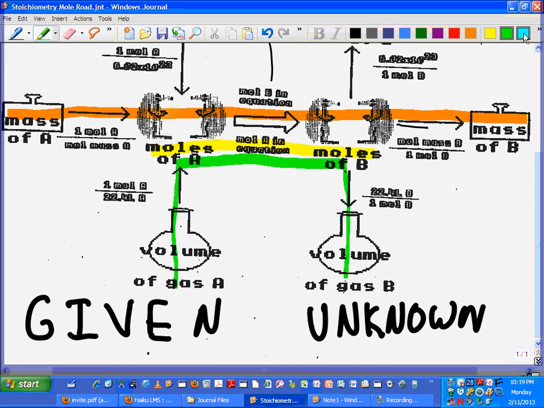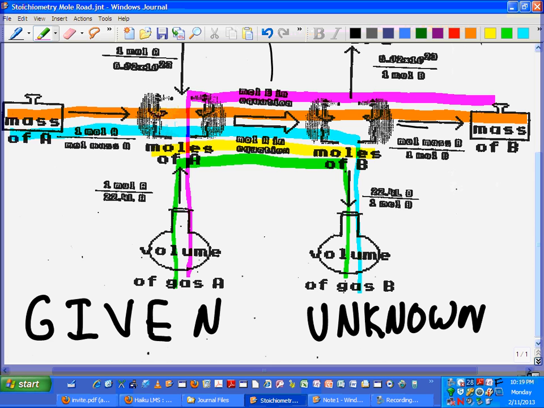Mass volume, I'd start in mass, cruise through moles, over to moles, and then down into volume. For a volume mass problem, I would start down in volume. Well, it's going to get messy. I'd start down in volume, and I'd cruise through the mole all the way over to mass. All right, again, this side, let's see if I can do this.